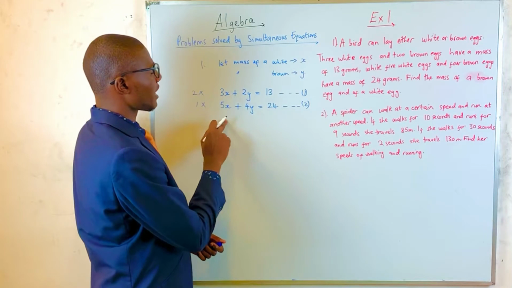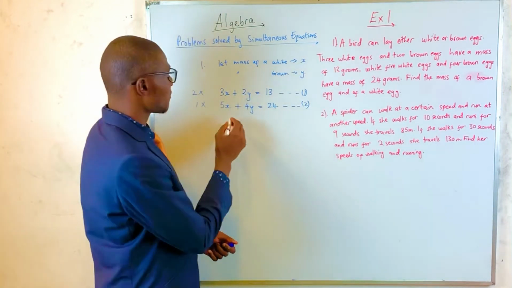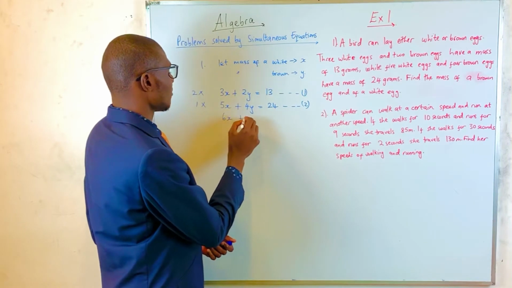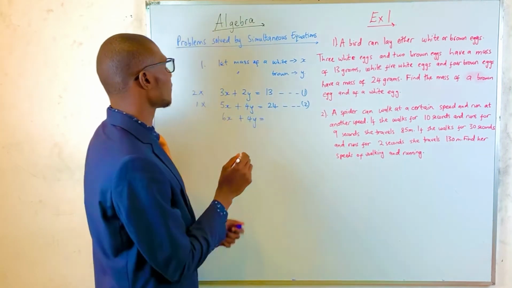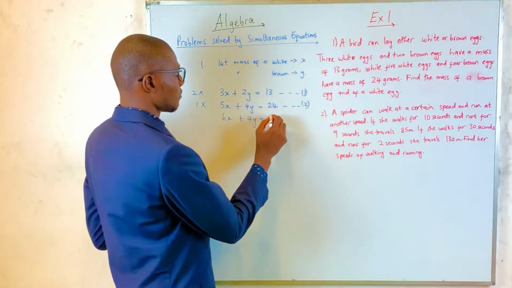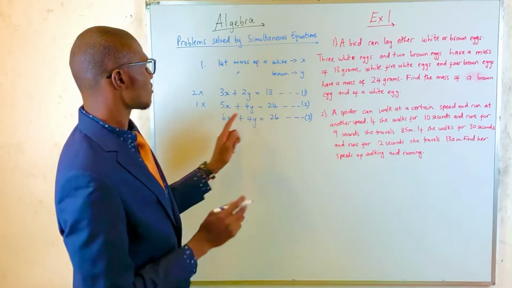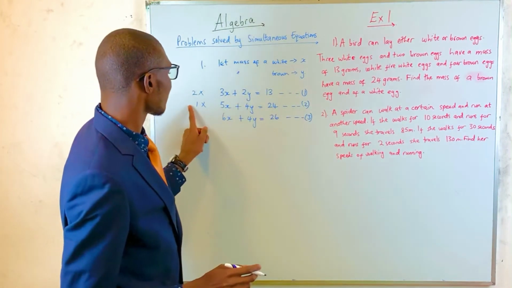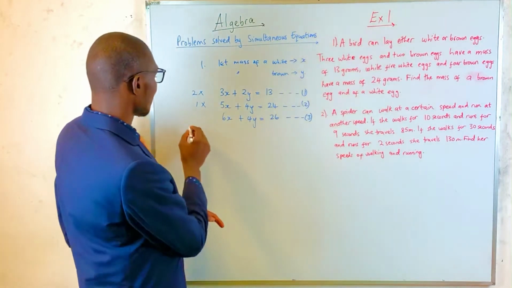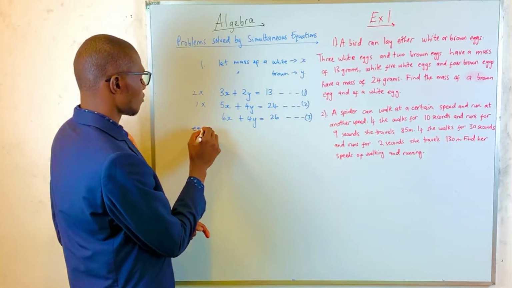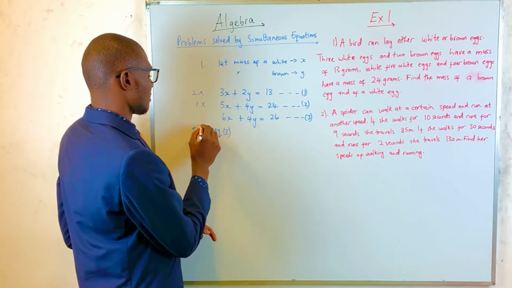If you multiply equation 1 by 2, we're saying 2 times 3x is 6x, plus 2 times 2y is 4y. This should be equal to 2 times 13, which is 26. You can call this equation 3. And we know equation 2 is unchanged, so we can leave it like that. Now to eliminate y, we can say equation 2 minus equation 3.